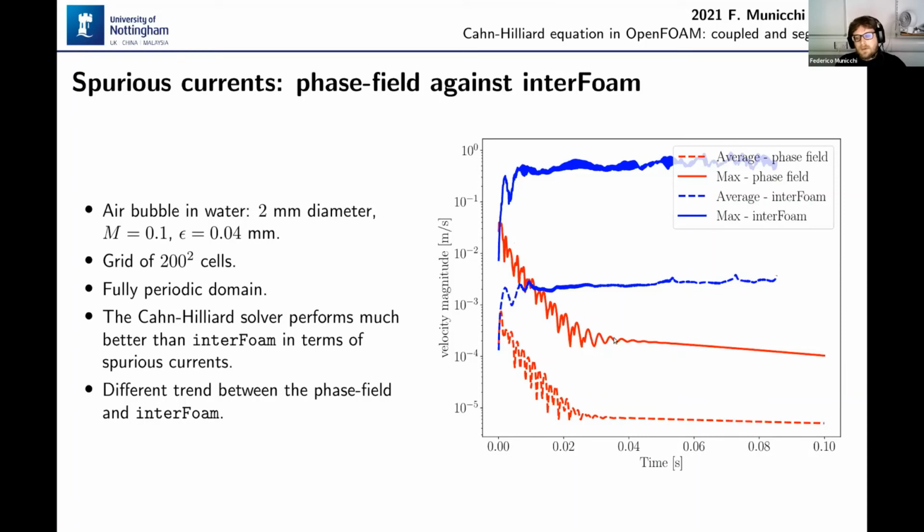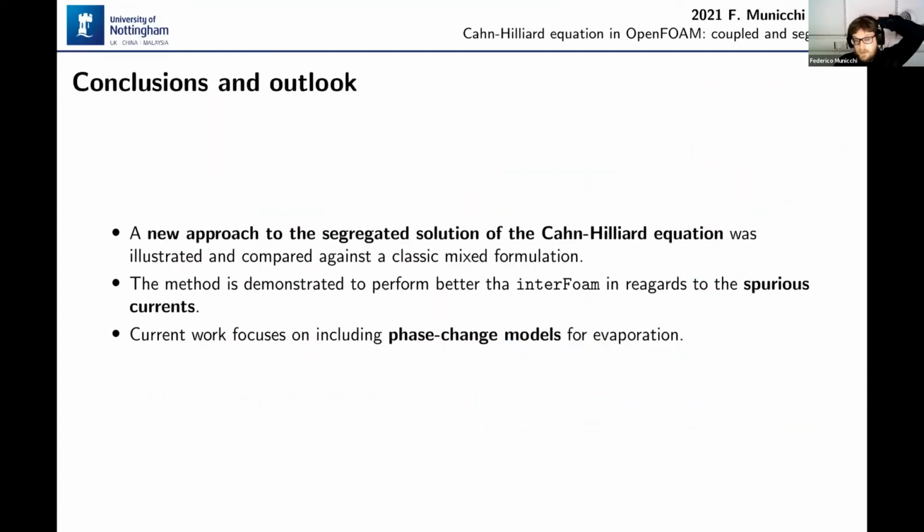Because for this, I used funky set fields to force an arctangent field. All right. So, for the conclusions, I showed a new approach to solve the segregated Cahn-Hilliard equation, keeping some of the terms implicit as much as I can, I would say.